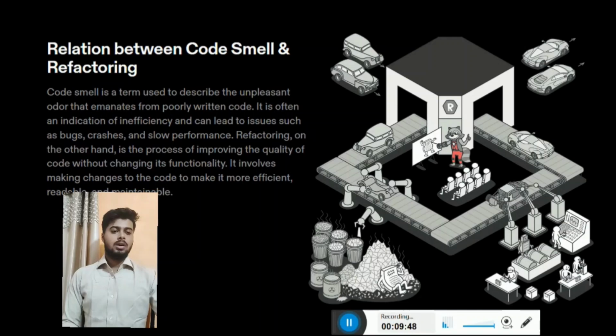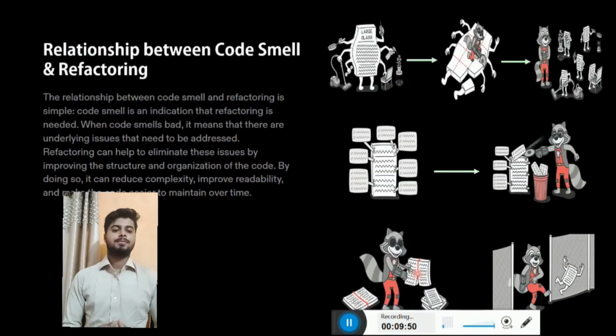Now we are going to talk about the relationship between code smell and refactoring. The relationship between code smell and refactoring is simple. Code smell is an indication that refactoring is needed. When code smells bad, it means there are some underlying issues that should be addressed and solved within a particular time. Refactoring is the process by which we can solve this kind of problem.